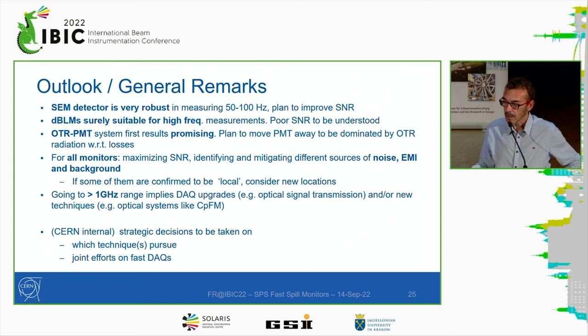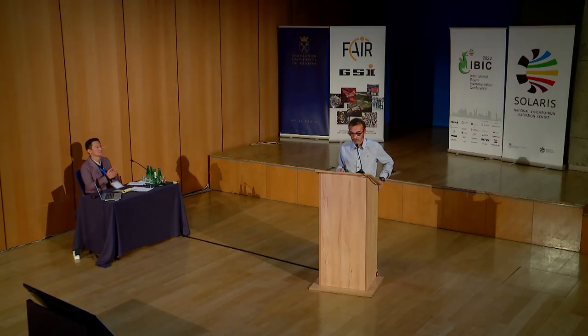So what I wanted to stress here, and then I leave time for questions, is that, again, going to more than the 1 gigahertz range requires data acquisition system upgrades and possibly the implementation of different techniques. And this is especially for us at CERN: at a certain point, depending on resources and also the results of brainstormings and reviews, we will likely have to take strategic decisions on which technique to pursue and how we will do it, and to optimize, for example, the efforts in developing data acquisition systems that can be common to different types of detectors. So thanks a lot, and I hope it was clear enough.